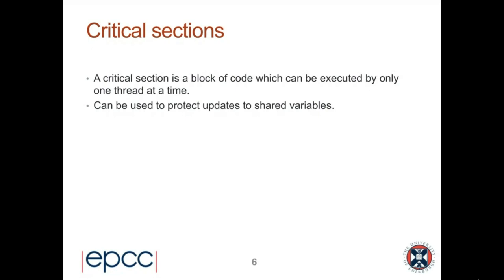So the next type of synchronization I want to look at are critical sections. A critical section is a block of code which can be executed by only one thread at a time. And this is exactly what we need if we want to protect and update a shared variable. So we want to designate a piece of code to say that many threads may execute this at some point, but when they do execute it, I'm guaranteed that only one thread will do so at a time.